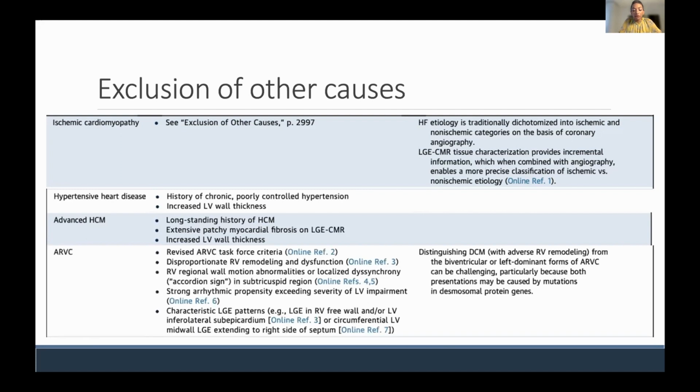ARVC is arrhythmogenic right ventricular cardiomyopathy, very important to distinguish from dilated cardiomyopathy. Sometimes it can be more challenging to distinguish because there are left dominant forms of ARVC as well. ARVC is classically caused by mutations in the desmosomal proteins. An MRI can be really helpful in diagnosing ARVC. You'll see disproportionate RV remodeling or dysfunction, RV regional wall motion abnormalities, or localized dyssynchrony. There can be particular ECG signs as well associated with ARVC.